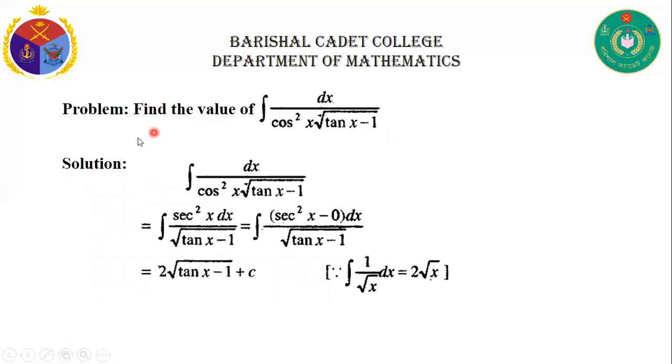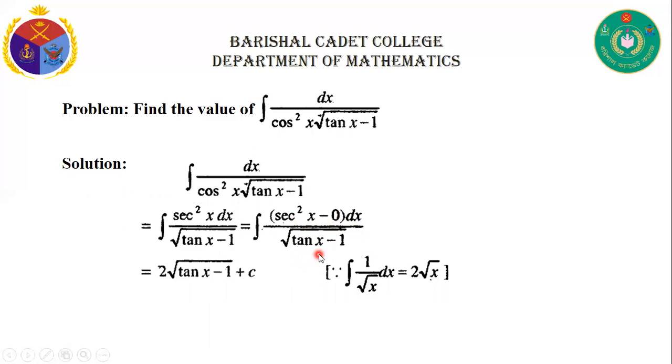Now find the integral of dx by cos square x square root of tan x minus 1. If we put cos square x upward, then what do we get? Sec square x dx by square root of tan x minus 1. Now if we choose tan x minus 1 as z, then the differentiation of tan x minus 1 is sec square x minus 0.